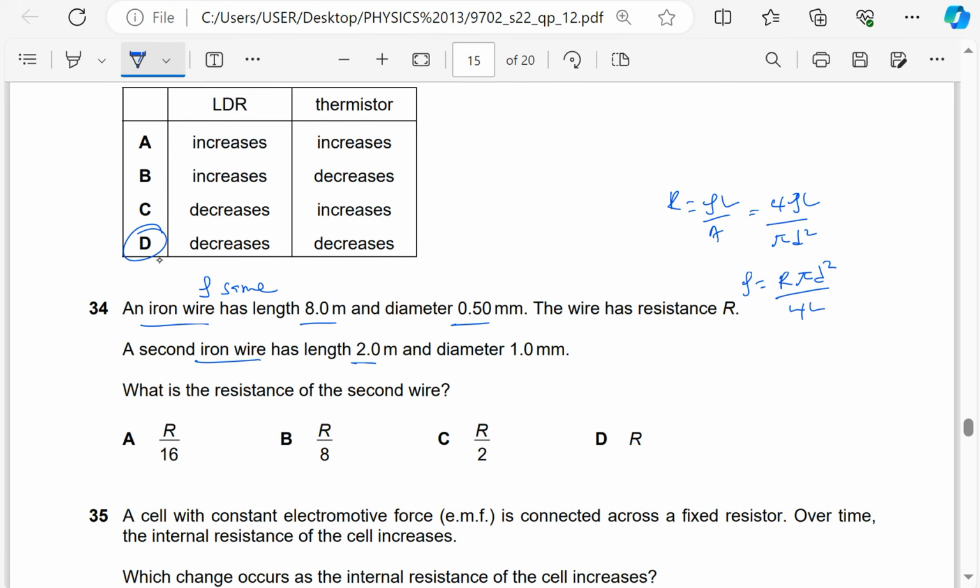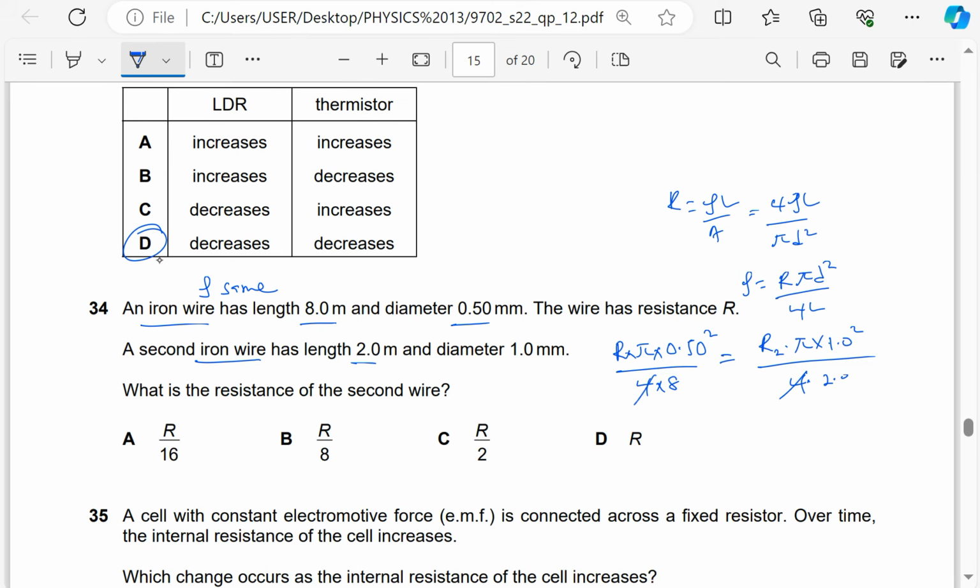For the first wire, resistance is R times pi. Its diameter is 0.5. I will not change the units. 0.50, but this is squared. Divide by 4. Let its length be 8.0. This should be equal to the second wire. Let its resistance be R2 times pi. Its diameter is 1.0 but squared. Divided by 4. Its length is 2.0 meters.